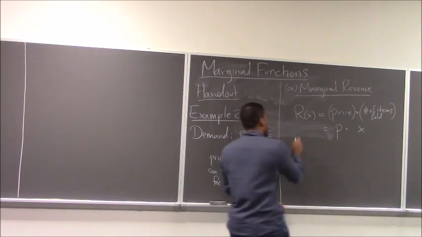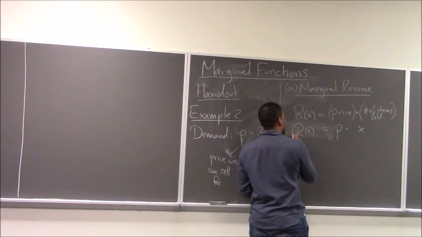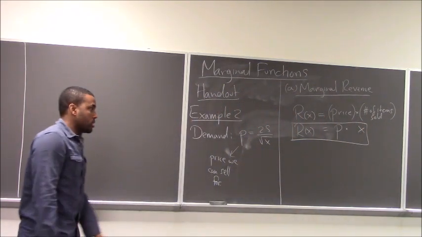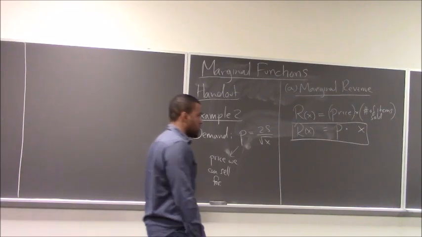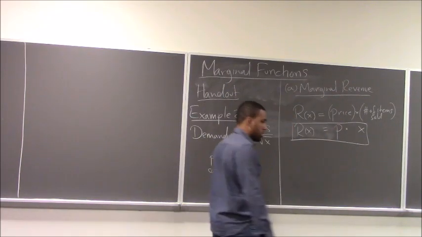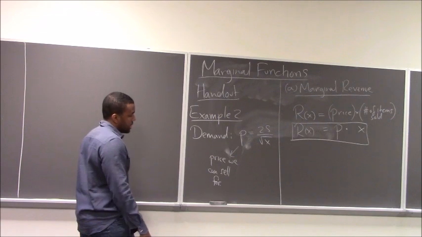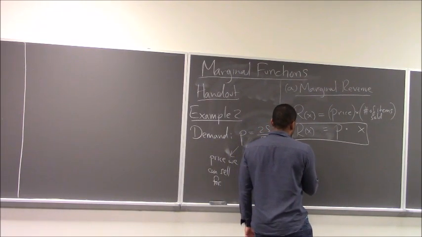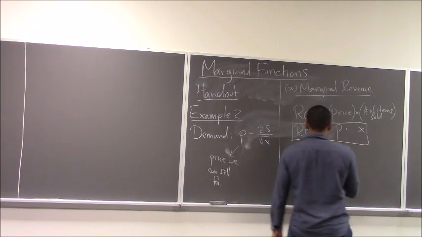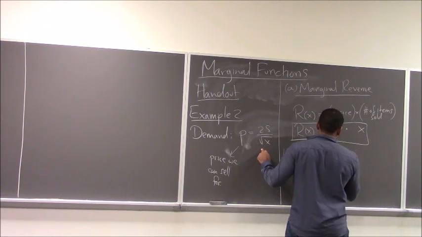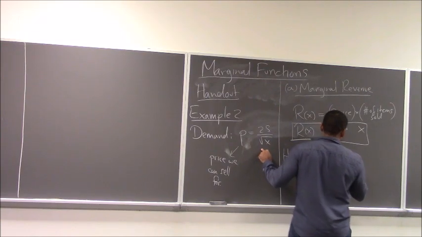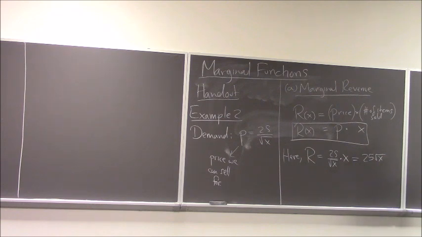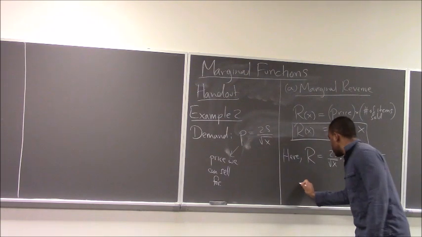So this you can sort of think of as a general formula. This will always be true. So the revenue is the number of items I'm selling times the price of each item. That is the total amount of money I can bring in from selling X items. So here, we ended up with our revenue function was this guy, 25 over radical X times X, which I could simplify to 25 radical X. So that was our revenue function.